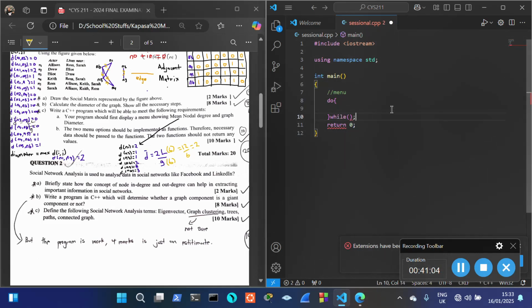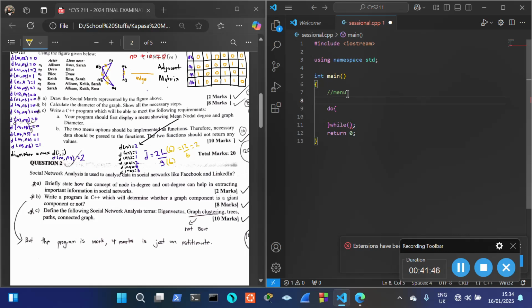So let me explain what's happening here. A do while will enable us to operate something in between the do. Then if a certain condition is true, we say while. So again, if you truly want to understand these things, go and watch the playlist at the end, but I'll explain everything clearly. So for us to create a menu, we need to have a choice. For example, you can tell the user to press 1 to see the mean degree, press 2 to see the graph diameter, press 3 to exit the program, okay?